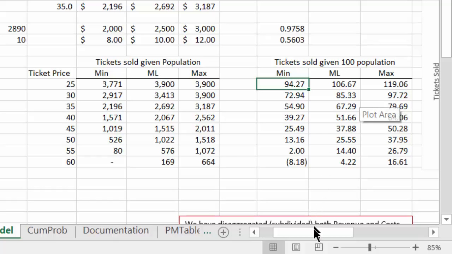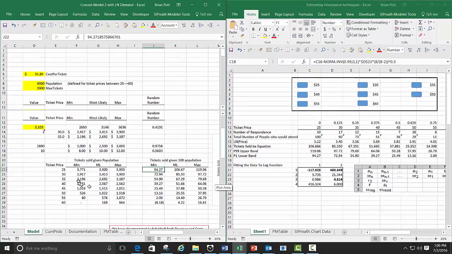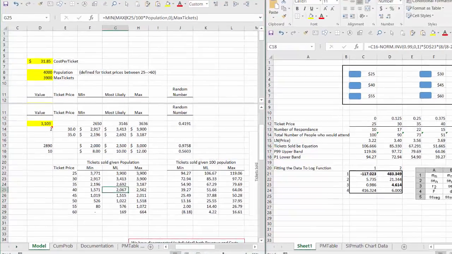However, we're going to offer it to more people than that. Let's assume that we're going to offer it to a population of 4,000 people. So these numbers need to be grossed up to the 4,000. So let's go look at, let's say, 40 here, dollars. I'll make this big now.